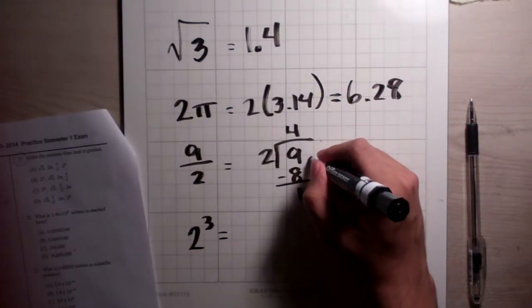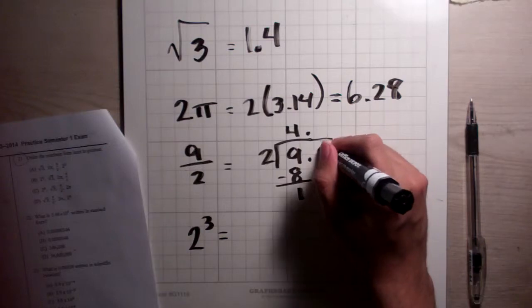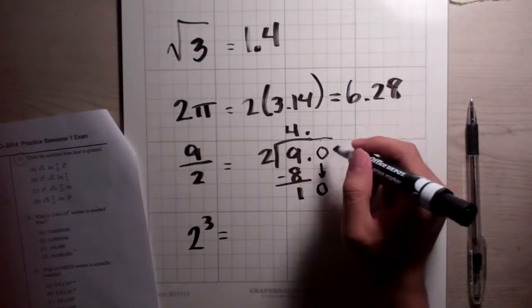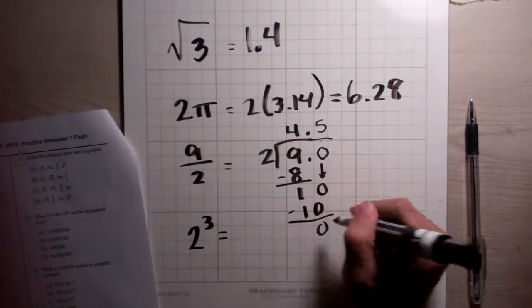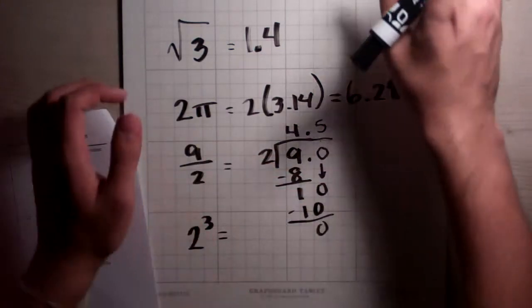I'm going to put a decimal right above the 9 and above our division symbol. We're going to introduce a 0, bring that down. 2 goes into 10, 5 times evenly, right? Because 10 minus 10 is 0. So this number, 9 halves, is 4.5.